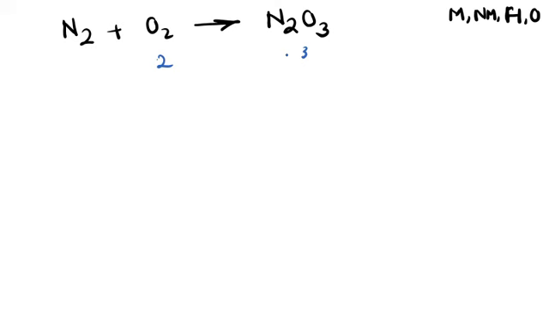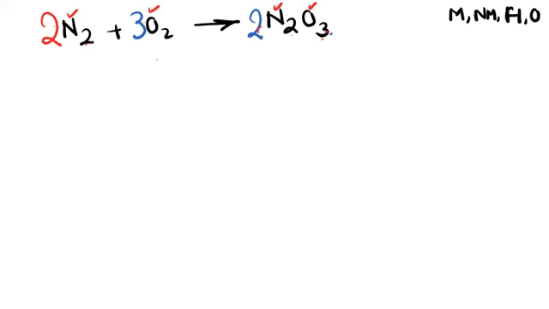2 and 3, even and odd numbers. Switch the numbers: 3, 2. 3 times 2, 6. 2 times 3, 6. Number of nitrogen: I'm going to balance them. 2 nitrogen, 4. So we multiply by 2. 2 times 2, 4. 3 times 2, 6. 2 times 3, 6.